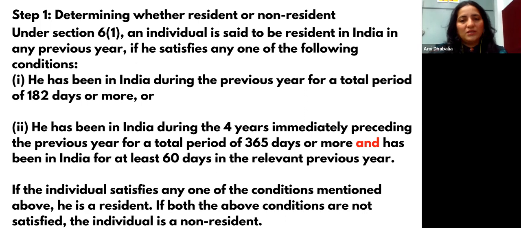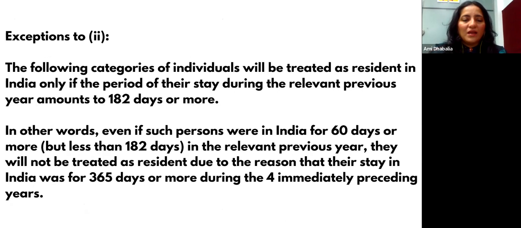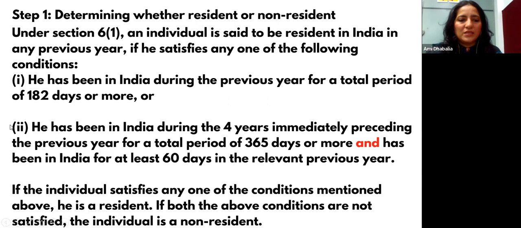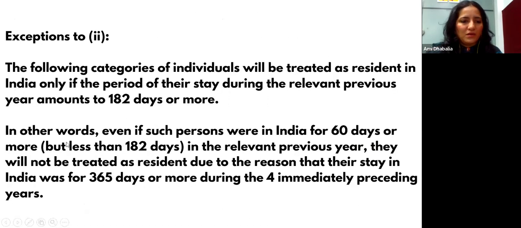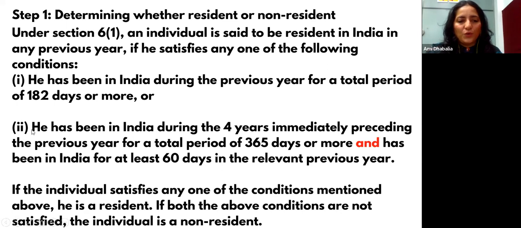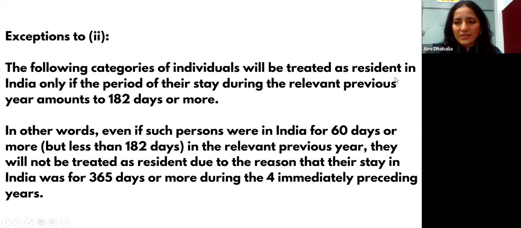If not, then he is a non-resident. So if the individual satisfies any one of the conditions mentioned above, he is a resident. If both are not satisfied, then he is a non-resident. Now, exceptions to point 2. Point 2 is this point, number 2, of 60 days or 365 in 4 years. Now, let's check what the exceptions are.